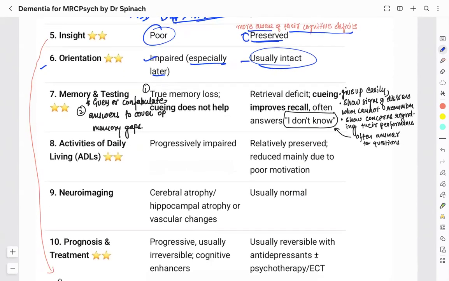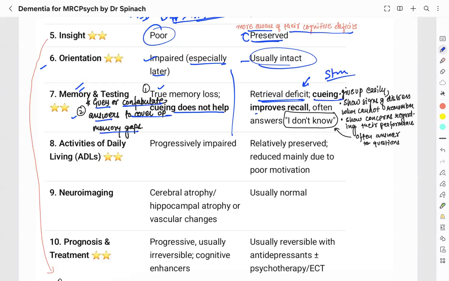So there is true memory loss and cueing does not help. This is important. They guess or confabulate answers to cover up memory gaps, which you mentioned. So this is correct. And then there is a retrieval deficit here. They're not able to remember, but it is not like they have lost storage. Storage is there, but retrieval is a problem.